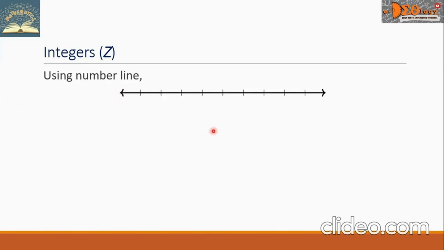Using the number line, we write in the middle the 0, and on the right side are 1, 2, 3, 4, and so on. These are the positive numbers. On the left side of 0, we have negative 1, negative 2, negative 3, negative 4. And we call these the negative numbers.